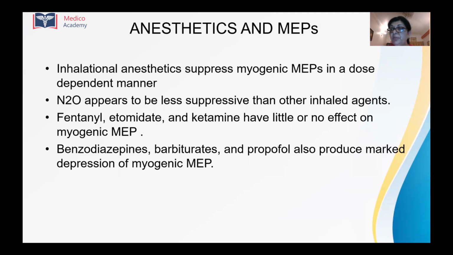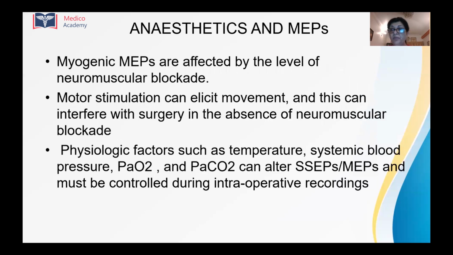Benzodiazepines, barbiturates, and propofol also produce marked depression of the myogenic MEP. However, successful recordings have been obtained during propofol anesthesia by controlling the serum propofol concentration and increasing the stimuli rates. Myogenic MEPs are affected by the level of the neuromuscular block. By adjusting a continuous infusion of muscle relaxant to maintain 1 or 2 twitches in a train of 4, reliable MEP responses have been recorded.